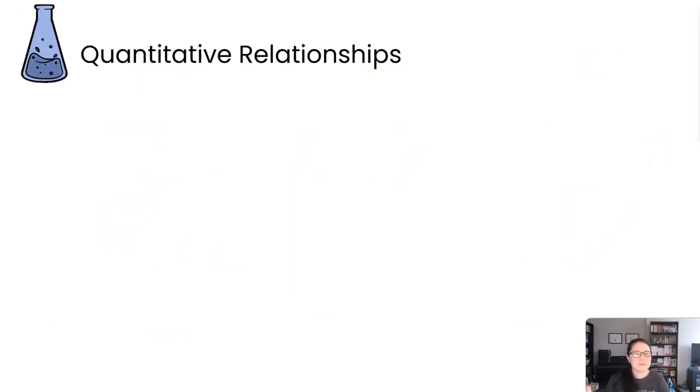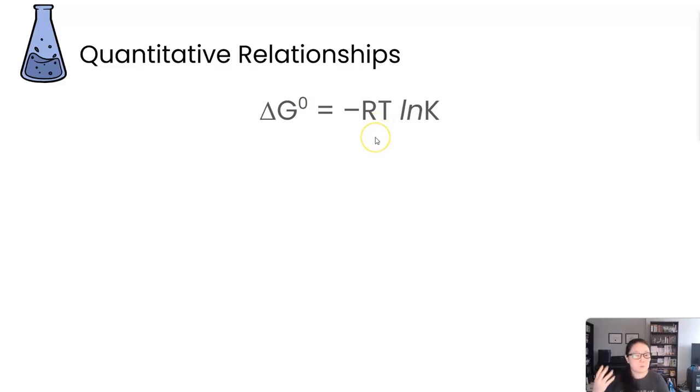Now, we are still a science class, so that means if we can quantify all our stuff, we are going to quantify it. So, quantitatively, the relationship between delta G and K is this particular reaction. Now, this R is that same gas constant. It's your 8.314 joules per mole per Kelvin, and usually with your delta G values, you're going to have kilojoules per mole, so make sure you do those unit conversions when you're using this particular calculation.